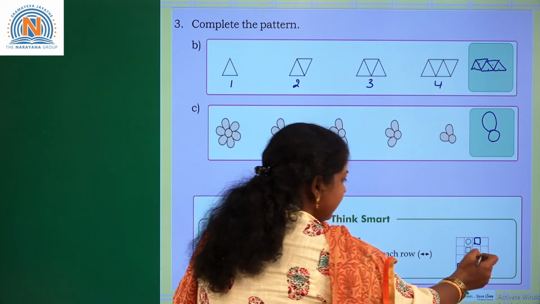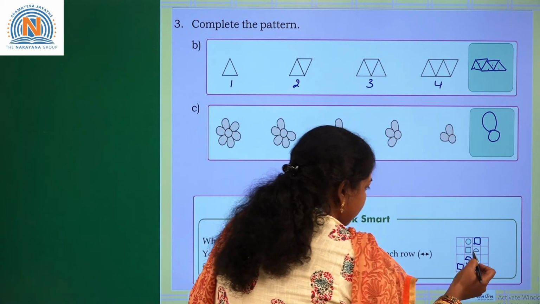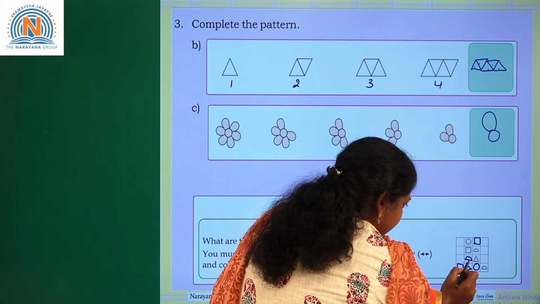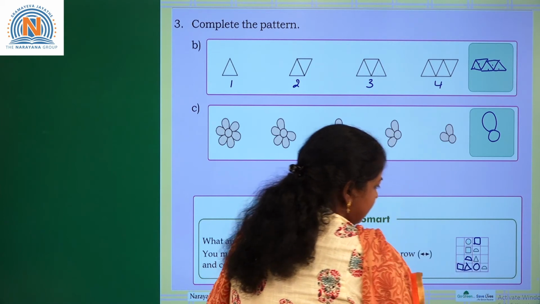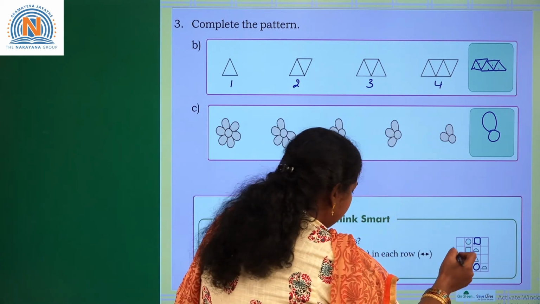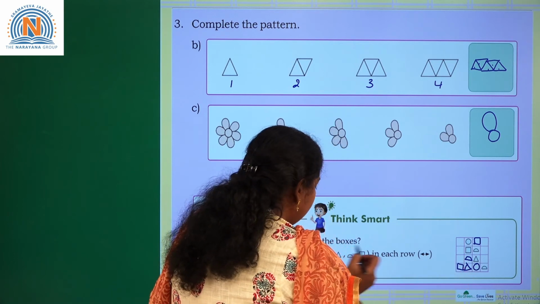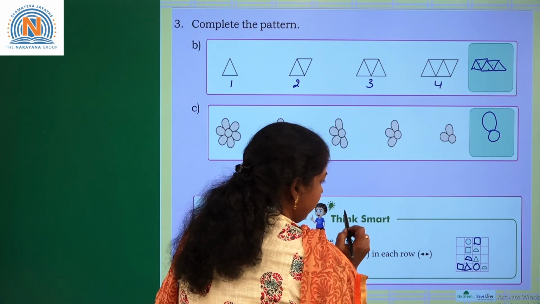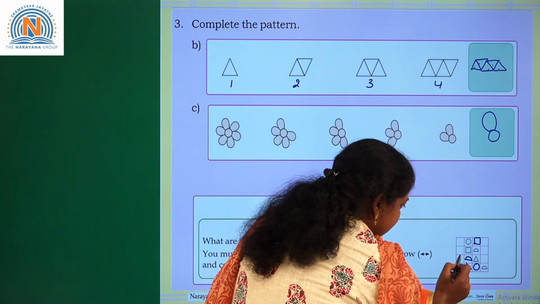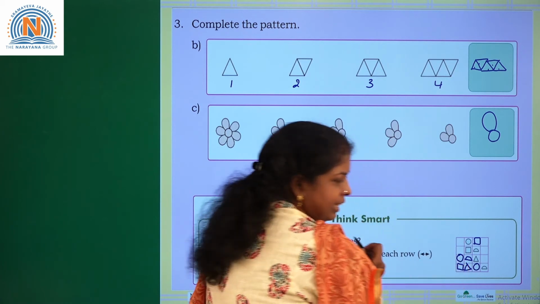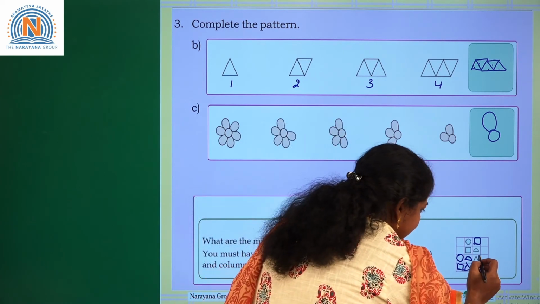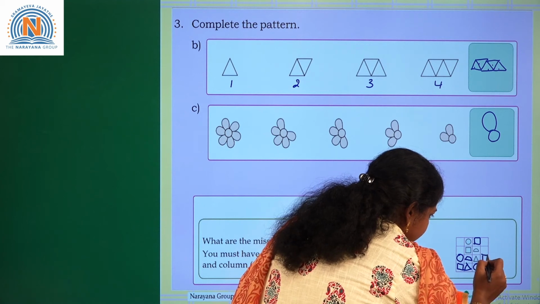Okay. And here if you observe, a semicircle is there, a triangle is there. What are remained? Here you have to take one circle and one square. Here already square is there. So I am drawing a circle. And here I can consider a square.